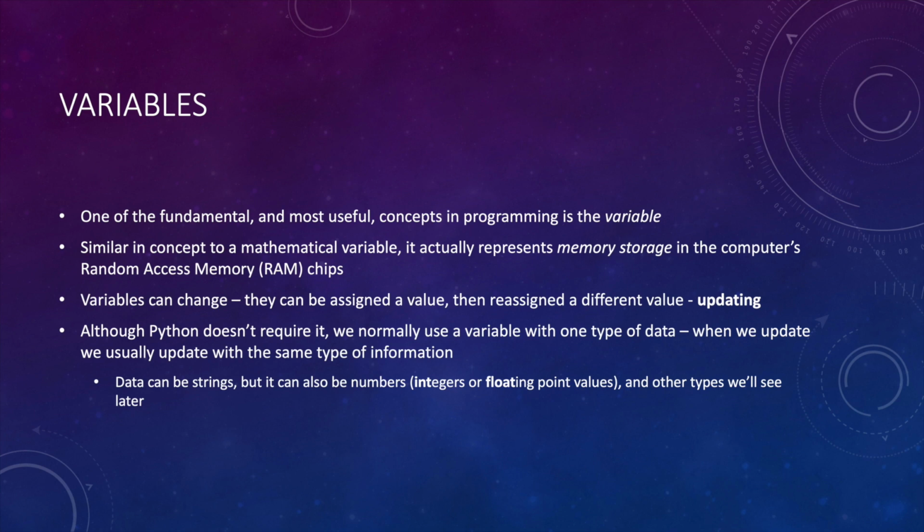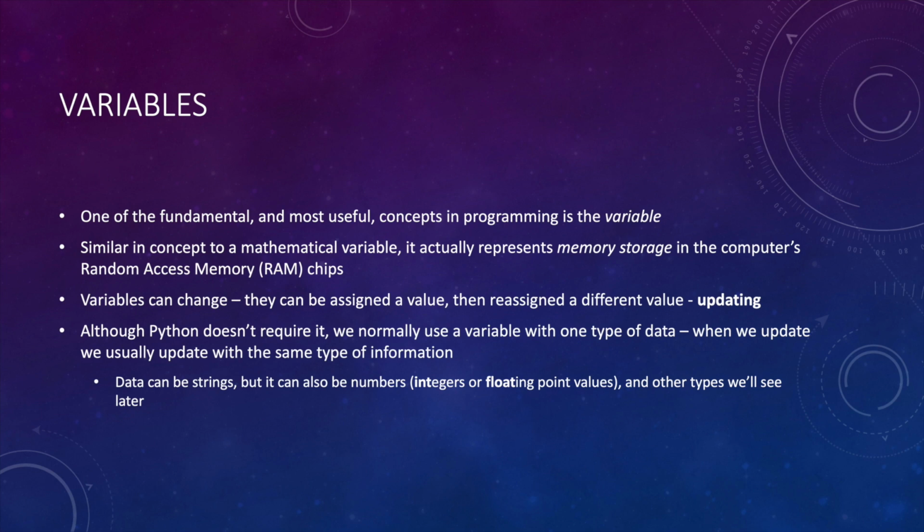Now, the big thing about variables is that they can change. It's right in the name, variable. They can be assigned a value, and then at some future point, they can be reassigned a different value. They can be updated. Now, although Python doesn't require it, we normally use a variable with only one type of data. If we use a variable with a whole bunch of different types of data, it can be very confusing to remember at this point, is that representing a number or a string or what is that? So we generally use it with one type of data. So when we update, we usually update with the same type of information.